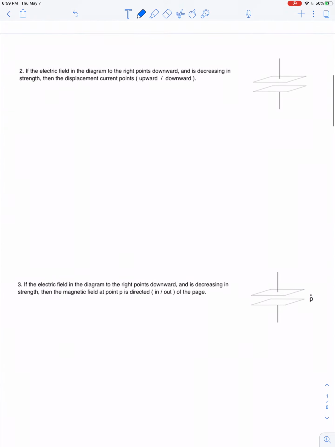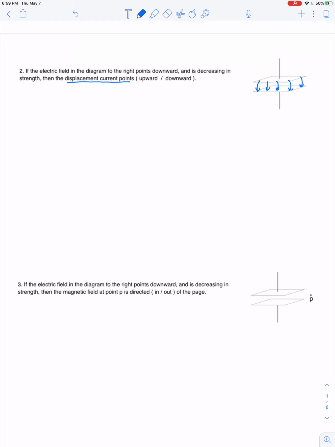times the rate of change of electric flux. How about some more examples here? If the electric field in the diagram shown to the right points downward, so let's draw that. Some electric field lines that point downward, and they're decreasing in strength. Then what's the displacement current direction?